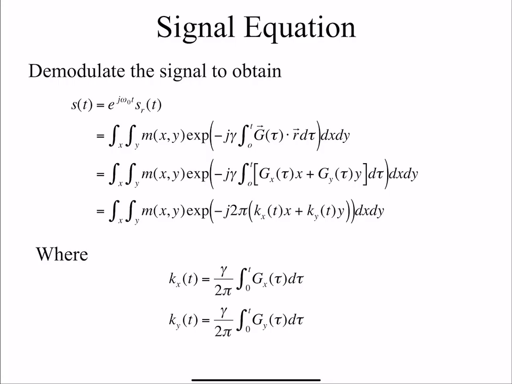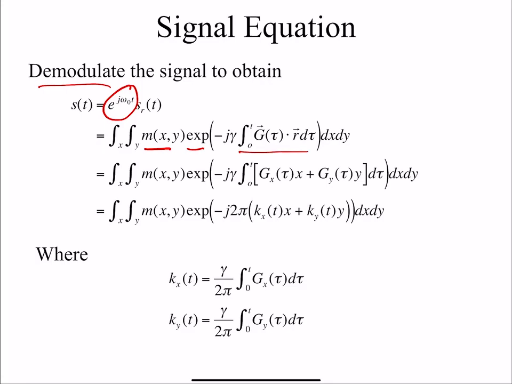The last thing we do is we demodulate the signal. So we multiply by e to the j omega naught t. And we'll talk in a later lecture about how we do that, but that's just done with electronics. So we actually can get rid of that term. And so we're just left with this equation here, which has M_xy times the exponential of some gradient.